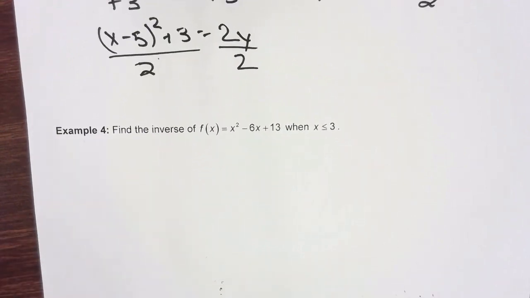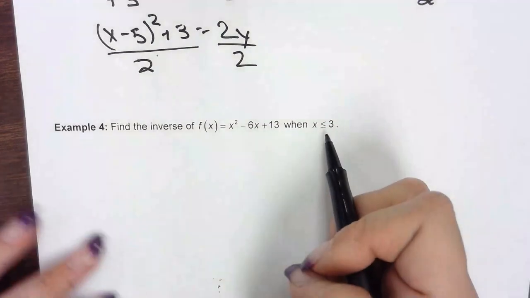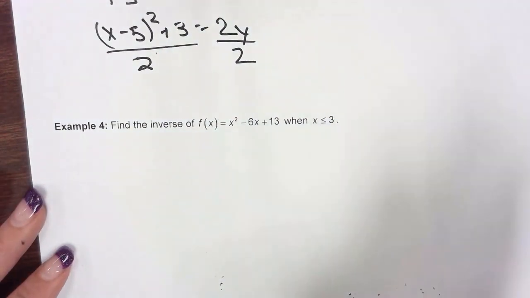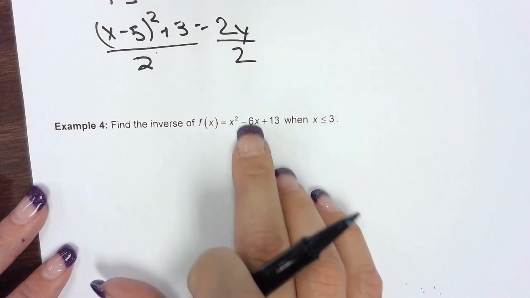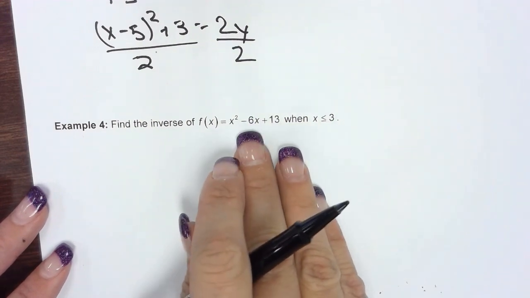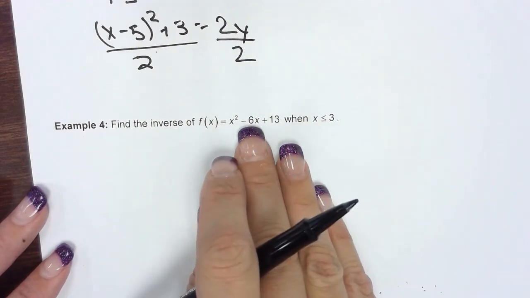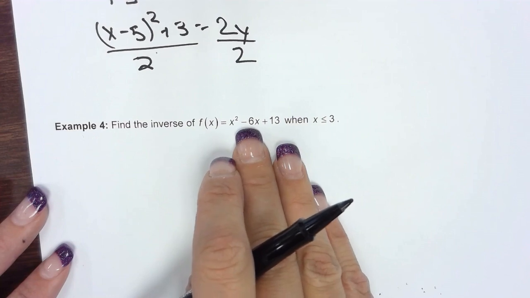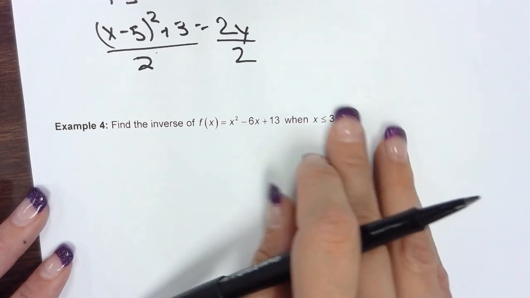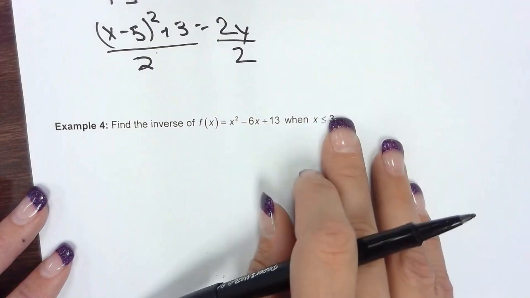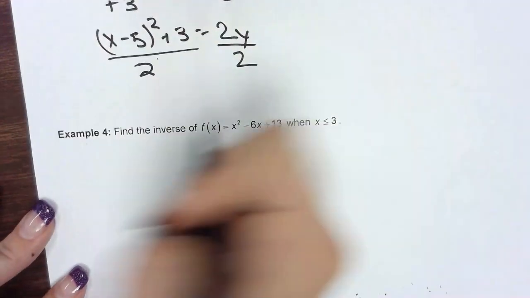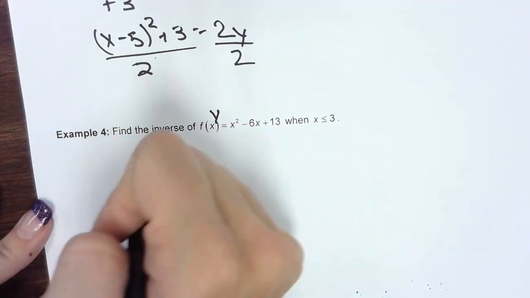Alright, here. So find the inverse when x is less than or equal to 3. So here's the biggest thing, guys: this is a parabola just like our graph on the first page. But we know that this inverse is not a function. So we're going to restrict the domain to less than 3. So let's solve. Let's change our x and our y.